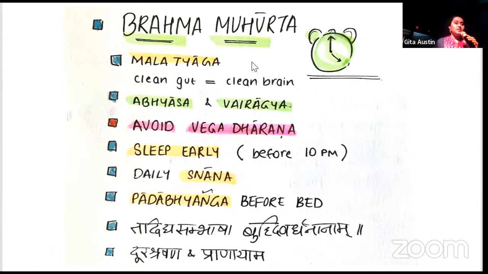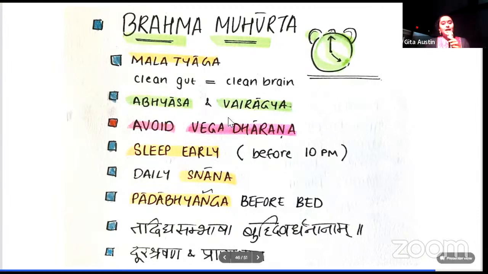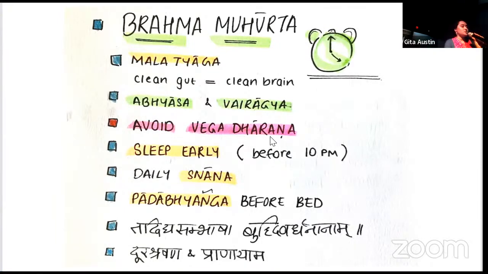There's an entire nervous system within your gut. And so you retain your memory better if you have a clean gut. If your gut is all filled with waste, you won't be able to think clearly. So this is one. And Abhyasa and Vairagya, this helps. Avoid Vegadharana. What is Vegadharana? It's basically controlling the urge to go to the bathroom, controlling the urge to sneeze, cough, hiccup, yawn, or sleep.